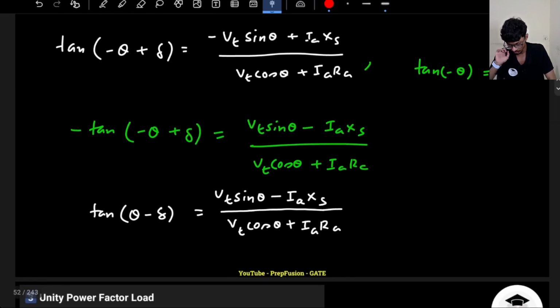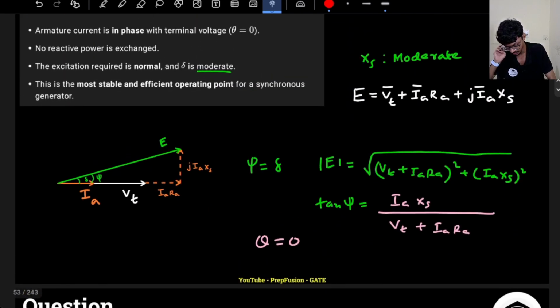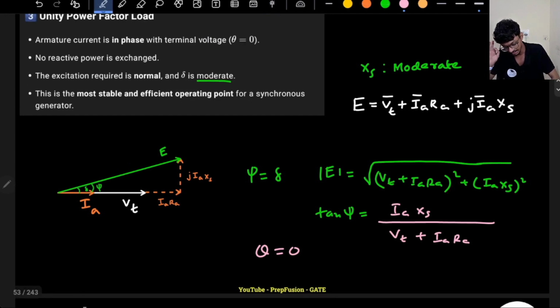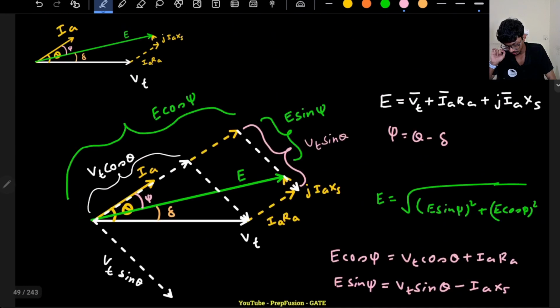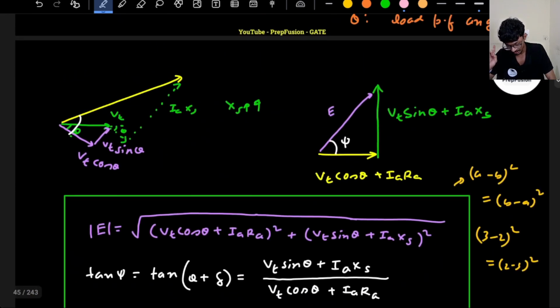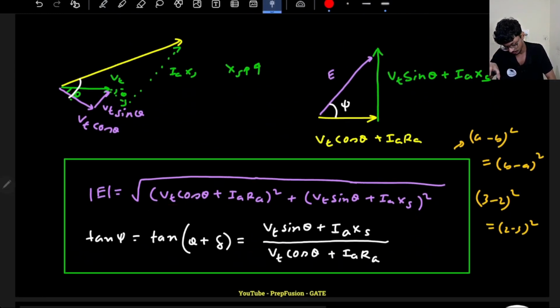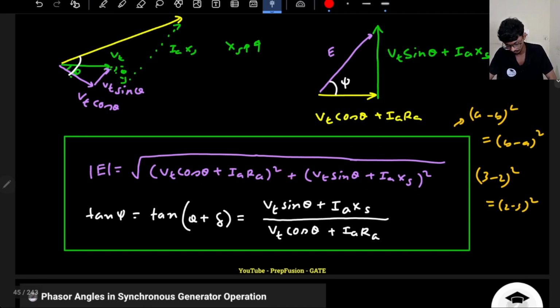So a few key points I want to say here. One key point is I can clearly observe that the magnitude of E will be greater than the magnitude of Vt, because I'm adding some components, then I'm squaring, then I'm adding. So this is clearly observable that the magnitude of E will be greater than the magnitude of Vt for unity power factor. For lagging power factor, will it hold true? For lagging power factor, what was the formula of E? The formula of E was this, right? Everything is positive here. So again, I'm adding. What is happening if I square this? If I square this, what will I get?